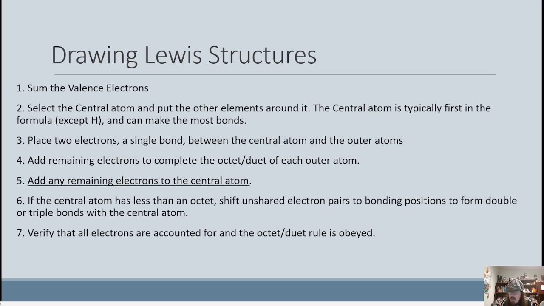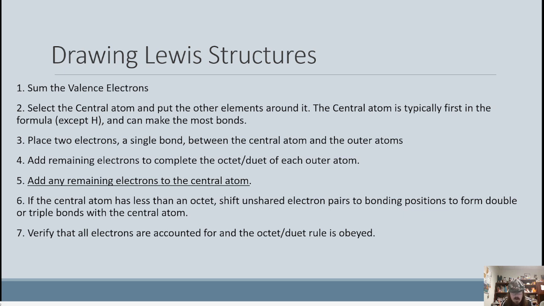The most common mistake I will see on Lewis structures is people go, the center atom doesn't have 8, so let's start giving it double bonds or triple bonds to give it 8, when they still have electrons left. Always place the remaining electrons on the central atom.